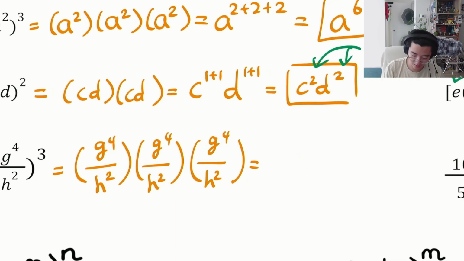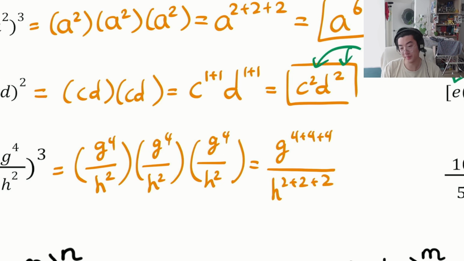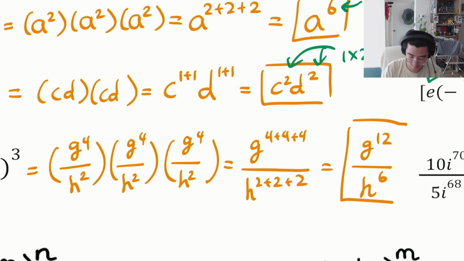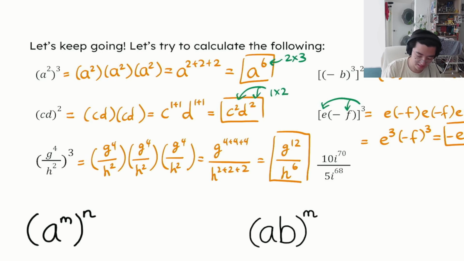Right, so this is just g with 4 plus 4 plus 4. And then k with 2 plus 2 plus 2, because you're multiplying all of them. 4 plus 4 plus 4 is 12. 2 plus 2 plus 2 is 6. And once again, we notice here that this exponent is just being multiplied to all the exponents inside.